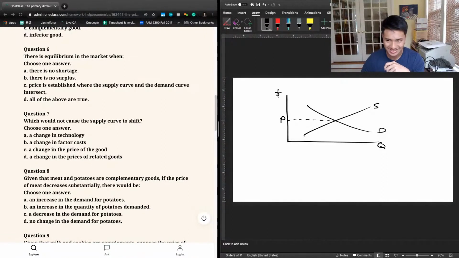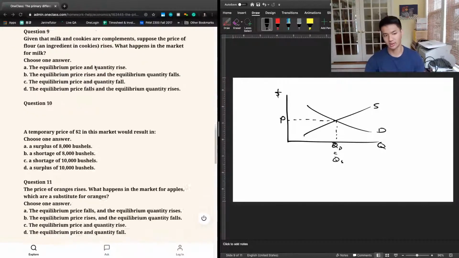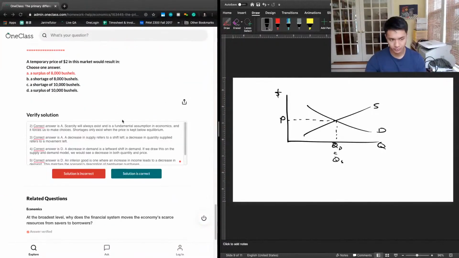There's no shortage, right? Quantity demanded is exactly equal to quantity supplied. And so there's no surplus either because these two are equal. So all of the above are going to be true here. There's equilibrium in the market when there's no shortage, there's no surplus, and when price is established where a supply curve and a demand curve intersect. So D is correct, all of the above are true.